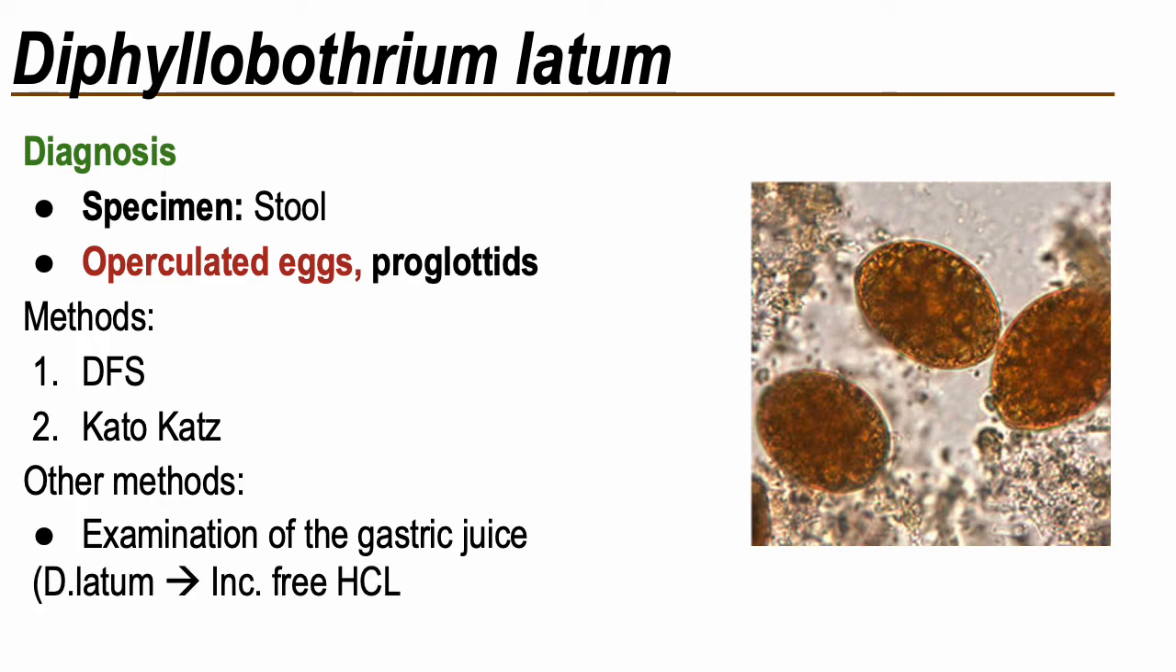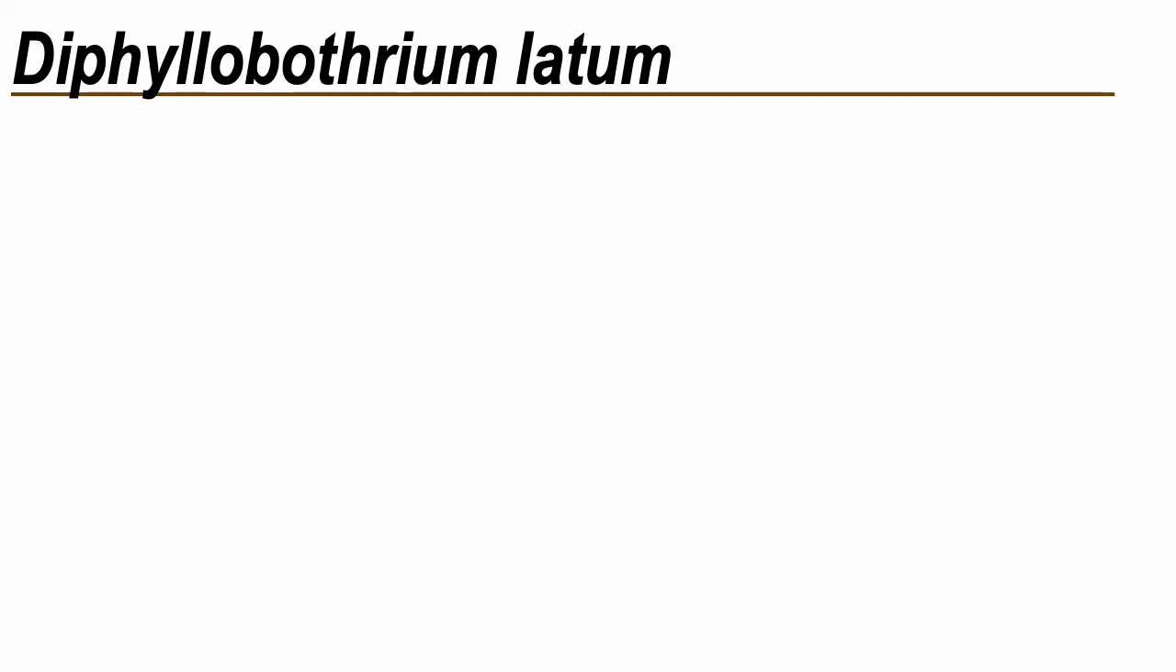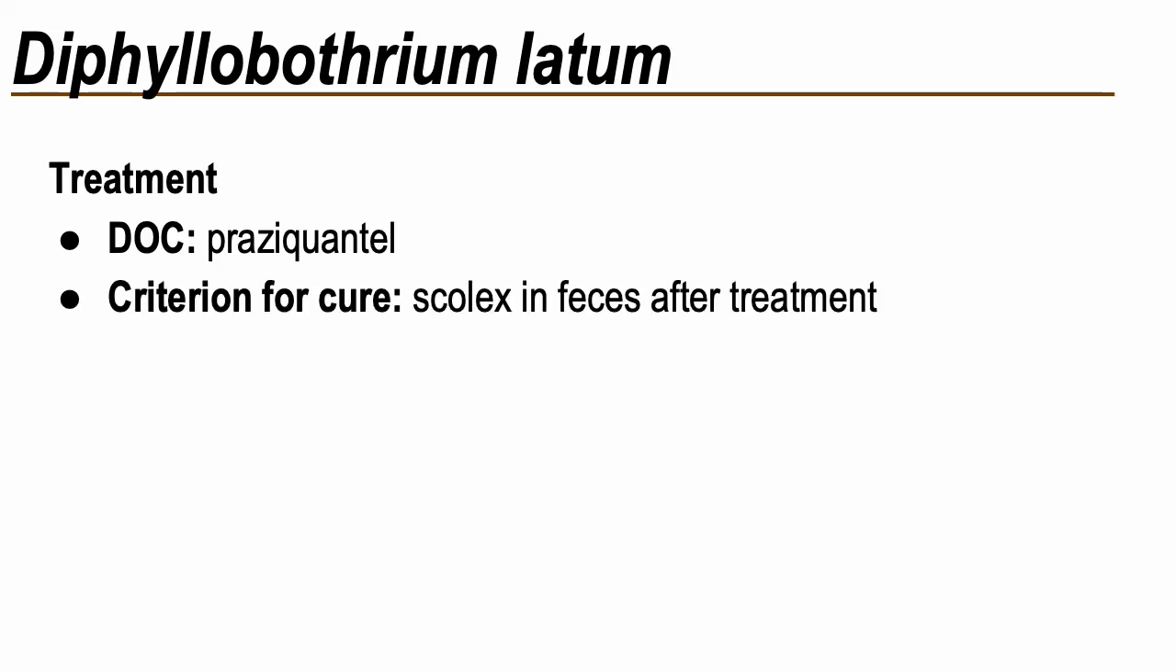For the latum, they have increased free hydrochloric acid, while for pernicious anemia, they have decreased gastric HCl, called achlorhydria. For the treatment and prevention, the drug of choice is praziquantel, and the criterion for cure is recovery of the scolex in feces after treatment. So if the scolex is not recovered, a repeat stool examination should be done after 3 months to be certain that the patient is no longer infected.